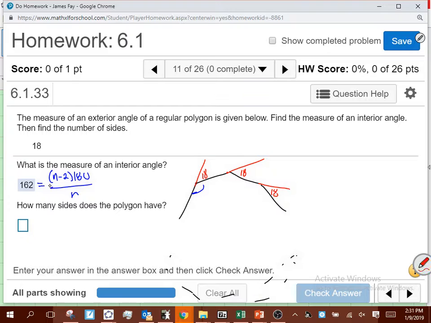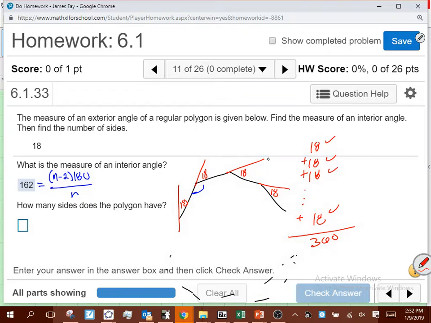What do these 18s all, I don't know how many I have, but what do they all need to add to? 360. So you could do this. You go 18 plus 18 plus 18 all the way down until that gives you 360, and then go back through and count those 18s, right? What's an easier way?